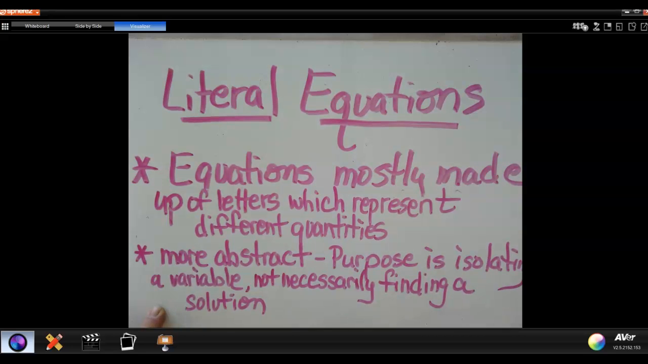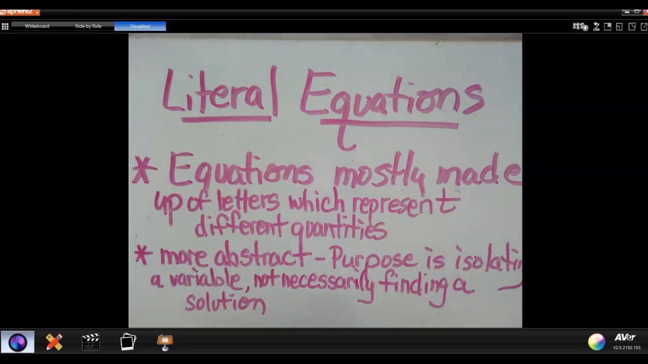Now, we could turn around and substitute values in for the other letters and solve for the variable that we've isolated. But that's not necessarily what you're doing. You are simply going through the motions of doing your properties of real numbers in order to isolate one of the variables.